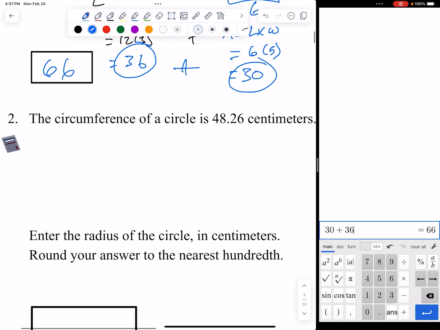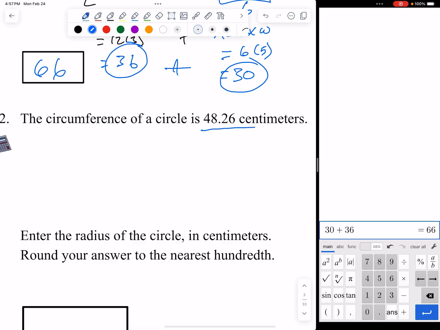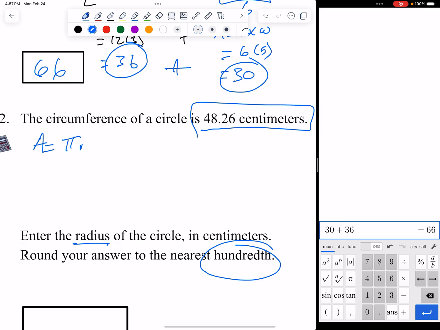All right, the circumference of a circle is 48.26 centimeters. That's nice. Enter the radius of the circle in centimeters. Round your answer to the nearest hundredth. Okay, let me think about it. The area of a circle is pi r squared, but they don't want that. But that's something a lot of you remember. You usually like to use it in there. The circumference is just the distance around the circle, so that's not the area. The circumference is pi times the diameter.